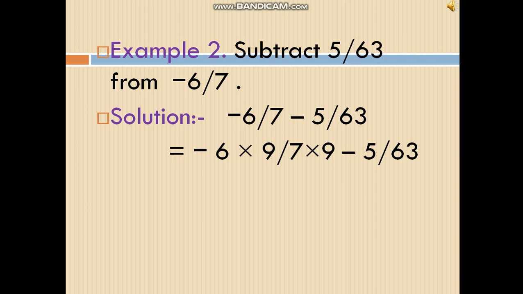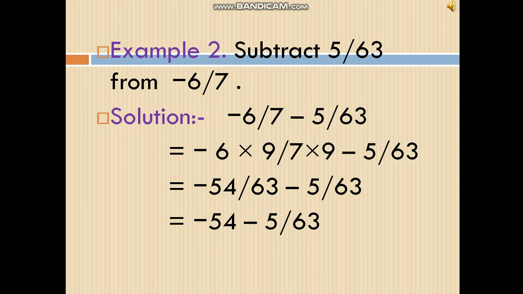So 7 times how much is 63? 7 nines are 63. If we multiply the denominator by 9, we have to multiply the numerator also by 9. So we write here minus 6 into 9 upon 7 into 9 and minus 5 by 63 as it is. Now look at the next step. Minus 6 into 9 we get minus 54 upon 63, minus 5 upon 63.